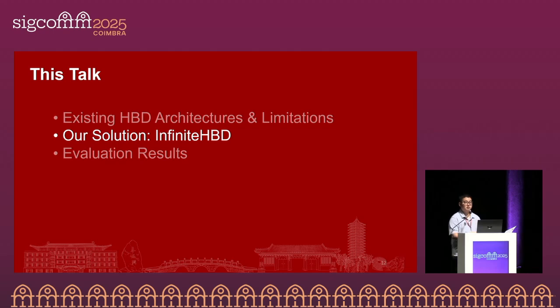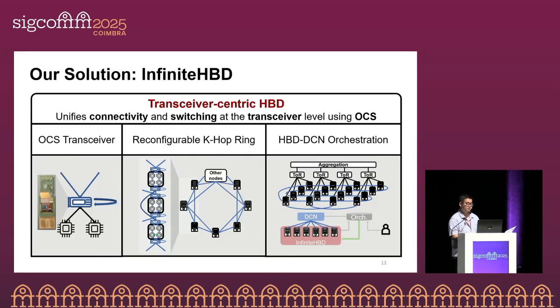We just summarized the key attributes of an ideal HBD, but how can we achieve them? Next, we'll introduce our solution, InfiniteHBD. Our key idea is to build a transceiver-centric HBD. We unify connectivity and switching at the transceiver level using optical circuit switching, or OCS for short. Our solution has 3 parts: the OCS transceiver hardware, the rectangular K-hopping topology, and the HBD orchestration algorithm.